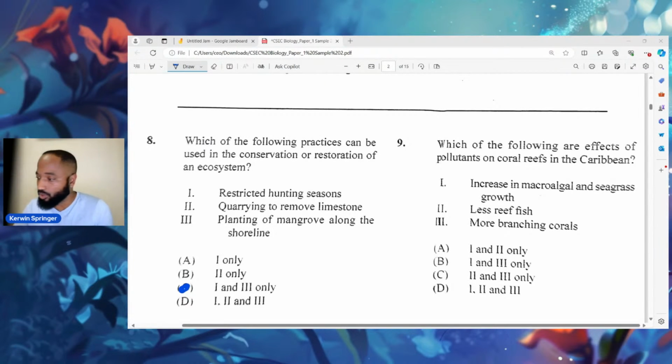So the answer for this one. The effects of pollutants on coral reefs in the Caribbean: increasing macroalgal and seagrass growth, yes. Fewer reef fish, yes. More branching corals. Excuse me. So 1 and 3 is the answer.